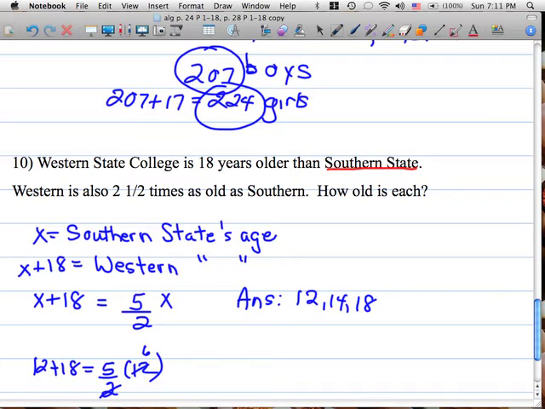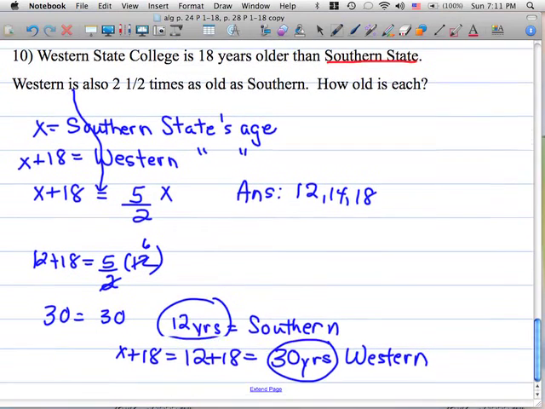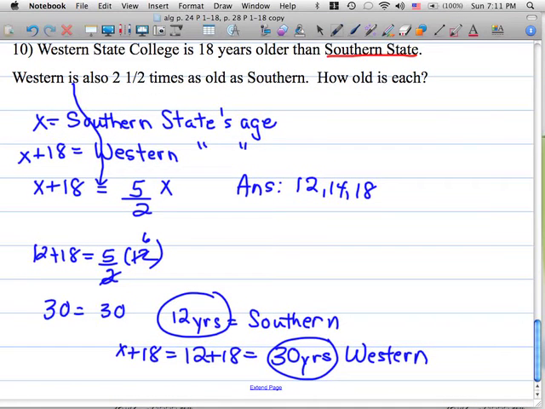Then the second sentence gives me my equation. Western, which is represented by X plus 18, equals 2.5 times, I change that to a fraction, 5 halves, Southern, X. So now I'm going to test out the possible answer starting with 12. 12 plus 18 makes 30. Putting in 12 for X, the 2 cancels with the 12, making 6, and I get 30. So that's the answer. 12 is Southern's age, and 12 plus 18 is Western's age.